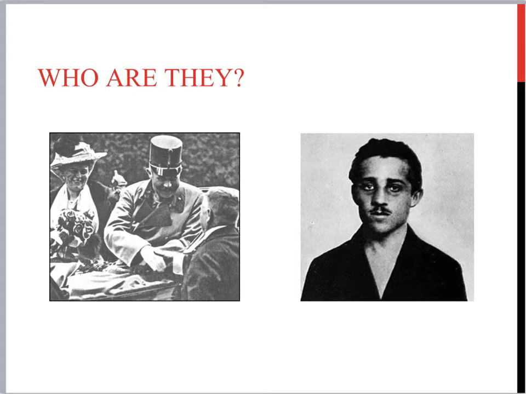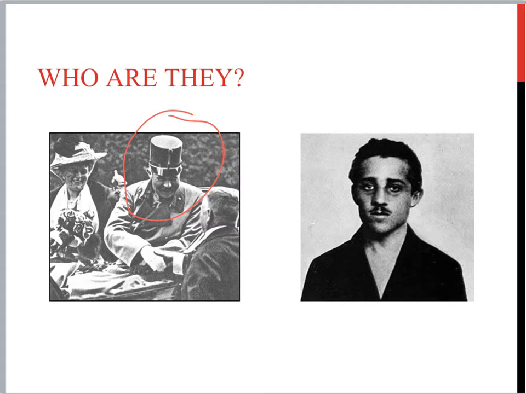I have two pictures here, and you'll see on the left-hand side the Archduke Franz Ferdinand and his wife Sophie, and on the right-hand side, Gavrilo Princip. Now, Gavrilo Princip was a member of the Black Hand. They were a Serbian nationalist group that wanted independence from the Austro-Hungarian Empire. Franz here was the heir to the Austro-Hungarian Empire, and so these three will be forever linked to the beginnings of World War I.